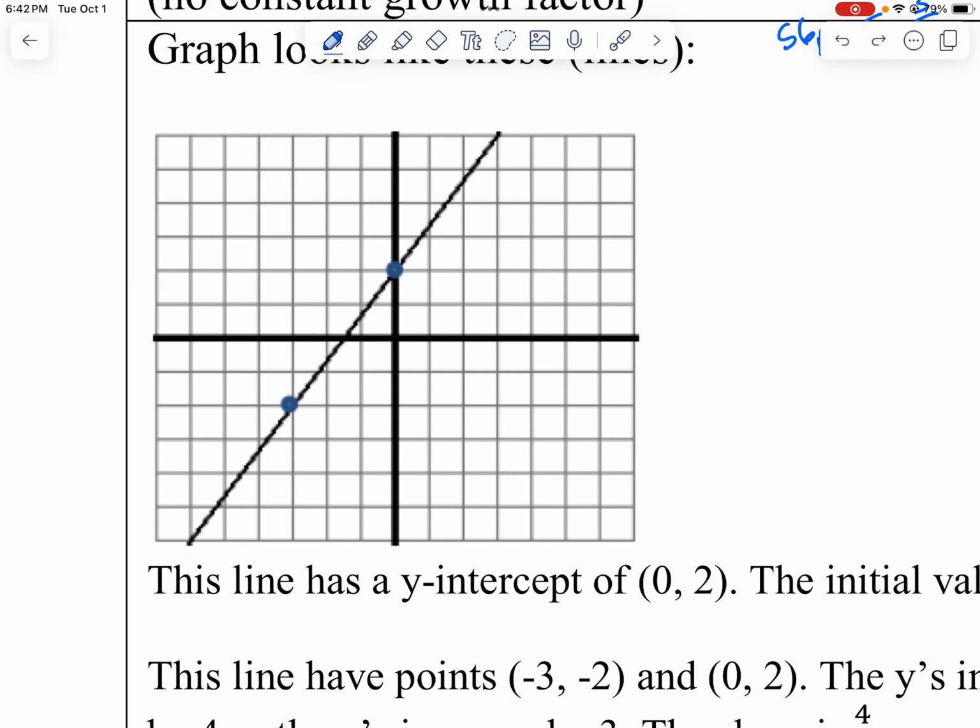To find the initial value, you just need to look at your y-axis and find where it hits. In this case, it's going to be right here, at 2. So my initial value is going to be 2. If I want to find slope on a line, you find some definite points. This one already has some points on here, and you're going to draw a little triangle. How does it go from one point to another along these grid lines? In this case, it goes up 4 and right 3.